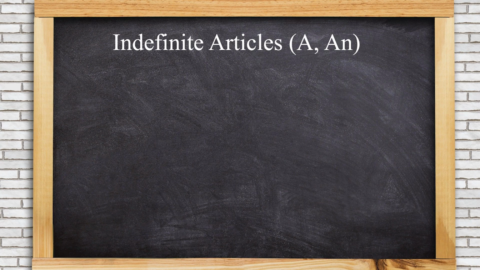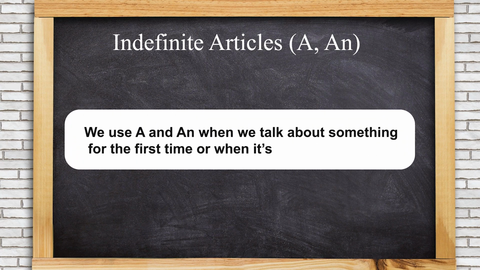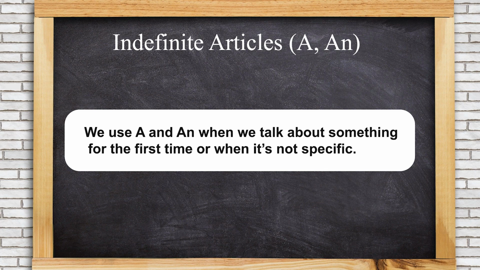In English, we have two types of articles: indefinite articles, a and an, and the definite article, the. Let's start with the indefinite ones. We use a and an when we talk about something for the first time or when it's not specific.